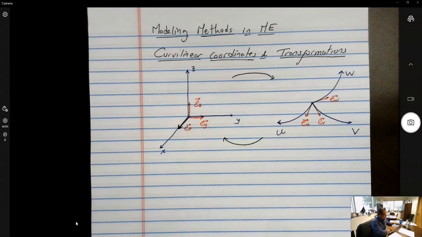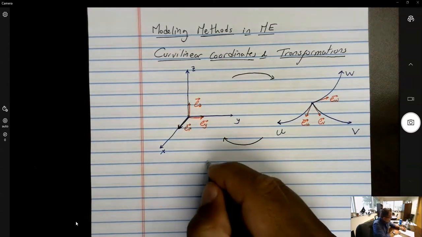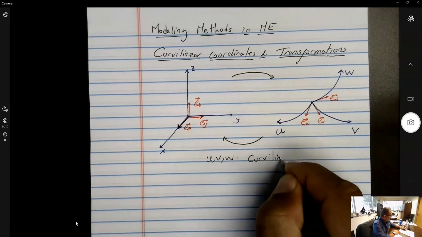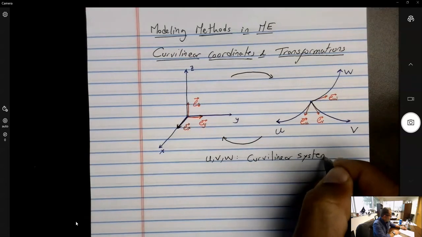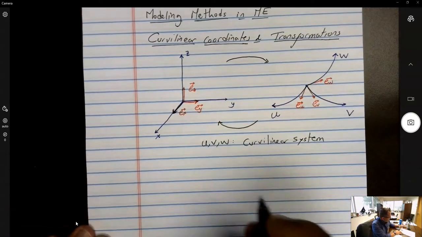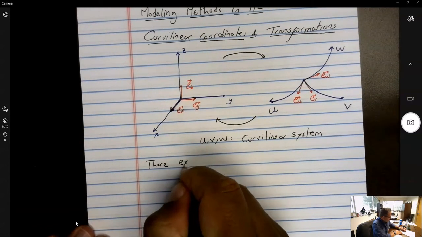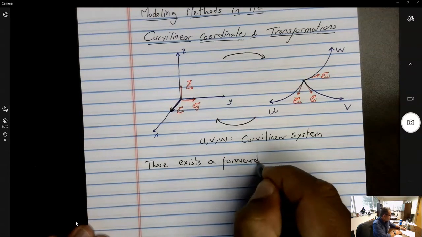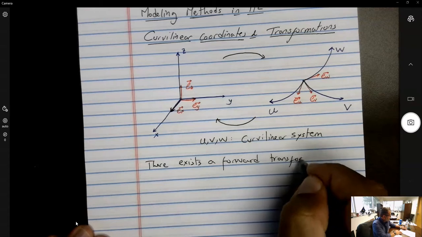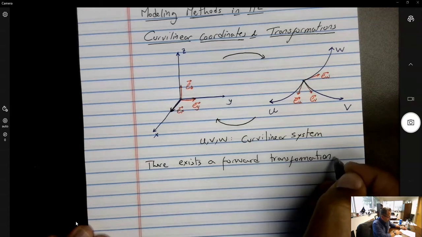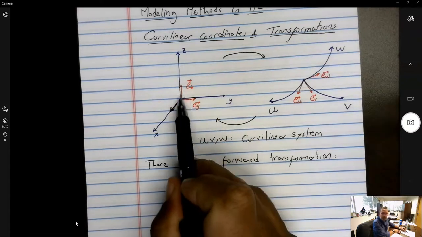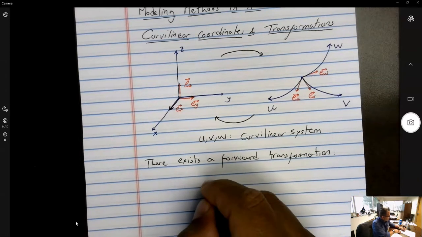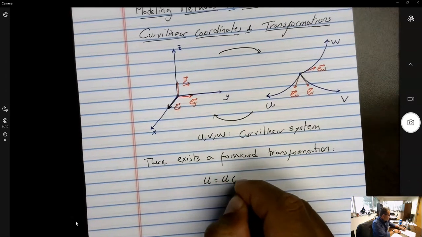All right, so we call the U, V, W the curvilinear system. And there exists a forward transformation that allows you to actually go from the Cartesian coordinate system to this new generic curvilinear coordinate system by some algebraic relationship of x, y, and z.